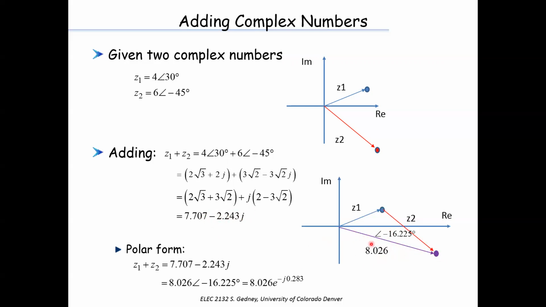And then in polar form, this purple vector will have a length or magnitude of 8.026, which is the magnitude of this complex number, and an angle of minus 16.225 degrees off the positive real axis. Or I can express that in radians as 8.026 e to the minus j 0.283 radians, where 0.283 is pi over 180 times 16.225.